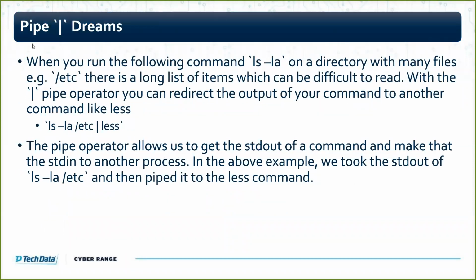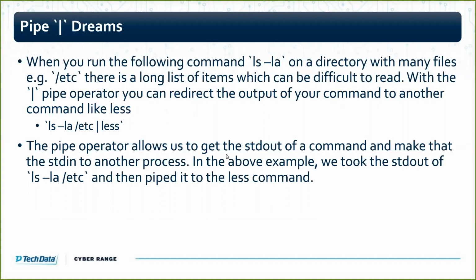Pipe dreams. Pipe is an incredibly powerful tool that you can use in the command line. It allows you to concatenate multiple commands. In this example here, if we wanted to list out the files and directories in the /etc directory, because there are so many files and folders in that directory, they would scroll past your screen and you wouldn't be able to see them all. So what we can do instead is pipe that output to the less command, which would allow us to iterate through that output.